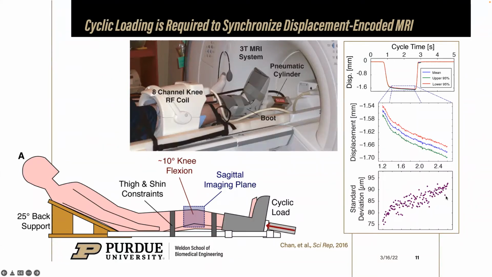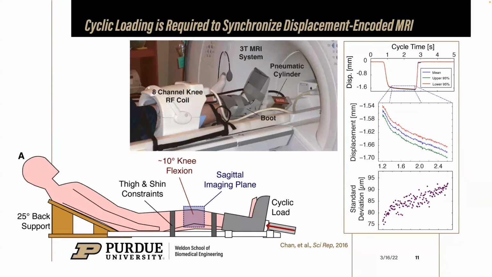And then we also took a look at the standard deviation as a function of the cycle time in order to really refine where across the load cycle we actually wanted to image the data, so that we had the least amount of variation. Because unfortunately with MRI, you have to take more than one load cycle, and therefore more than one image cycle, in order to fully acquire a single image.